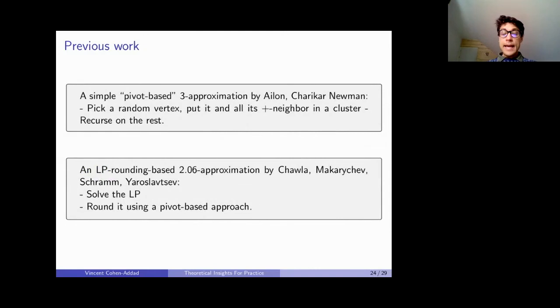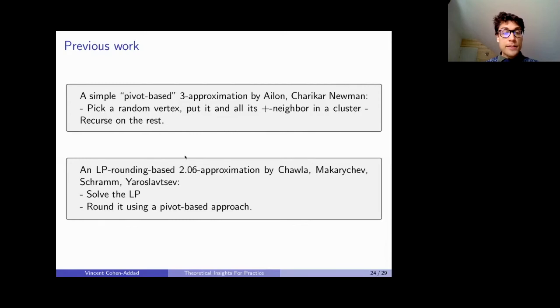There has been a lot of work in this area, but let me give you the two most famous algorithms. There's a simple pivot-based 3-approximation by Ailon, Charikar, and Newman, which is very simple. You pick a random vertex, look at all the plus neighbors, grab them, and put this vertex with them. That's one cluster. You put it aside, output it, and then recurse on the rest of the graph.